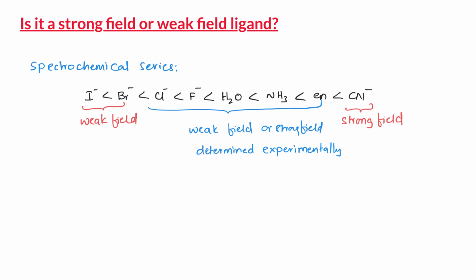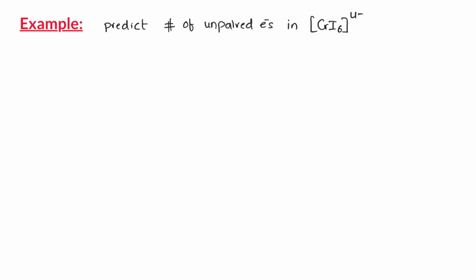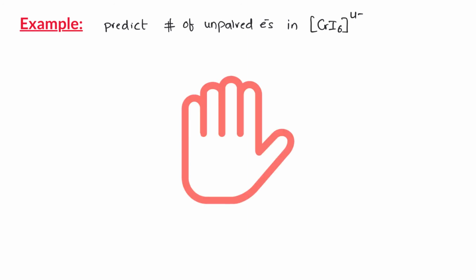Let us now do an example problem. Predict the number of unpaired electrons in the complex ion hexaiodochromate(II), [CrI6]4-. Pause the video here and try to answer this question.